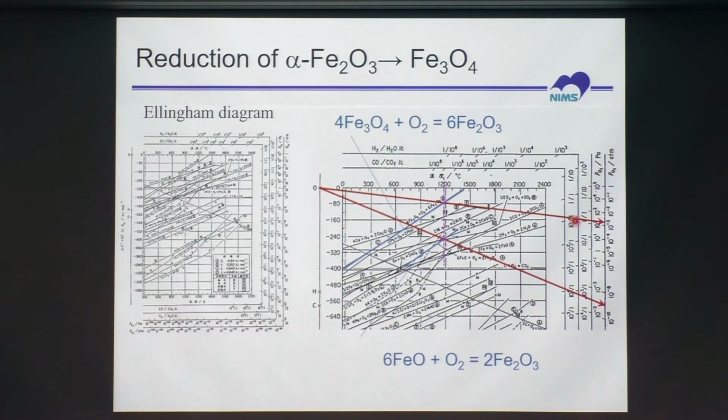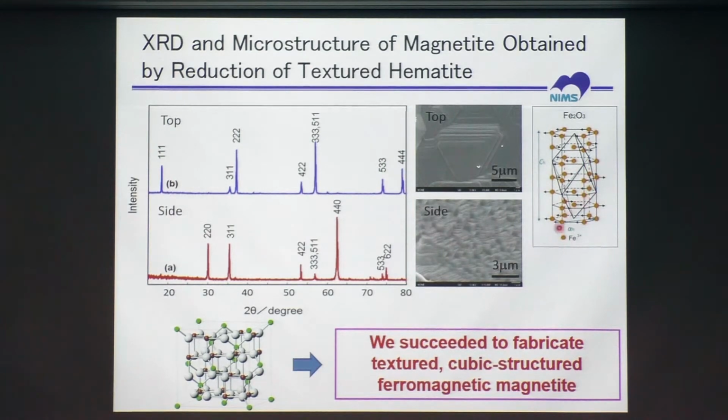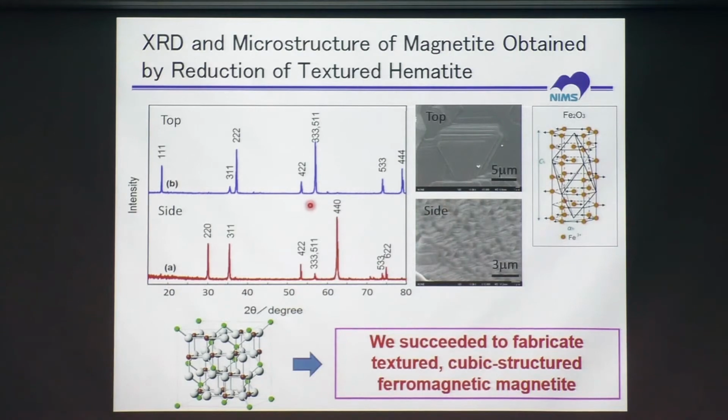So we just kept the sample in argon atmosphere at 1200 degrees C for about 10 hours. After the reduction in argon atmosphere, we could make crystalline textured magnetite like this. The top surface shows 111, 222, 333, 444 peaks, and on the side surface, those strong peaks do not appear. This is the microstructure of alpha Fe2O3 hematite. So the C-axis direction of hematite is succeeded to the 111 direction of magnetite. By using this technique, we succeeded in fabricating textured cubic, ferromagnetic magnetite.